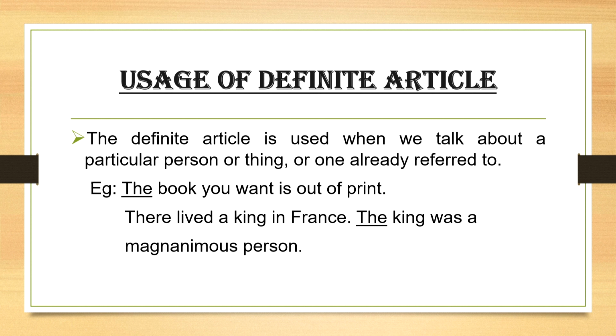Next example, there lived a king in France. The king was a magnanimous person. Here the is used to refer to the king we already introduced or talked about before.